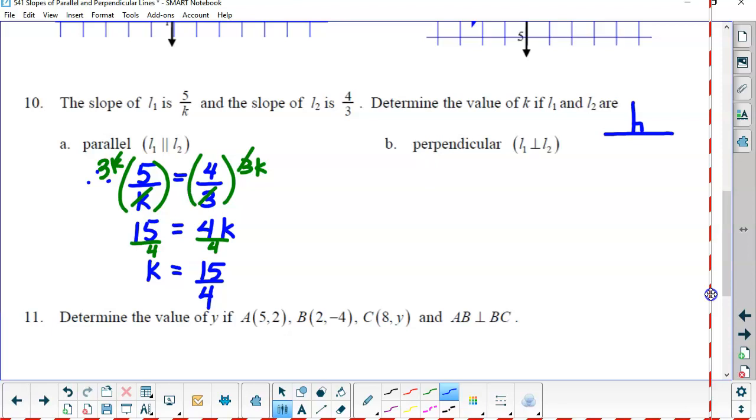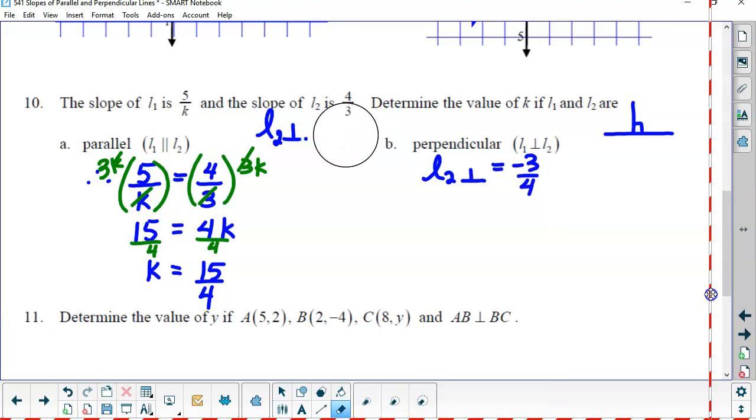Perpendicular is a little bit different. Remember, the slopes are negative reciprocals of each other. So if you're given 4 over 3, perpendicular to L2, you can use that perpendicular sign, would be negative 3 over 4. L2 perpendicular equals negative 3 over 4.